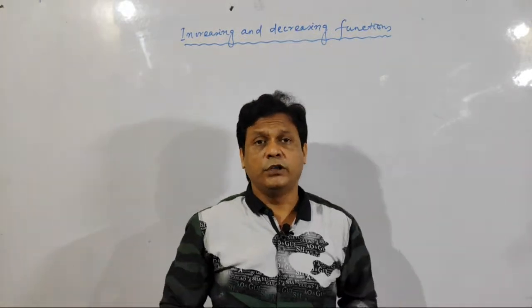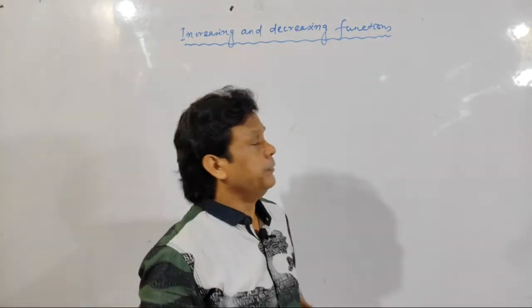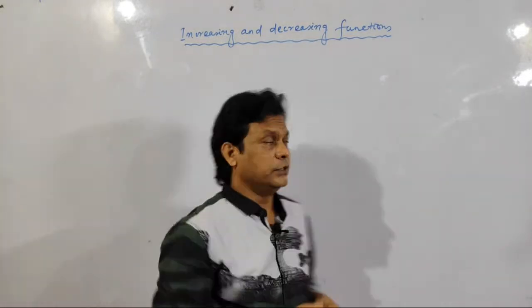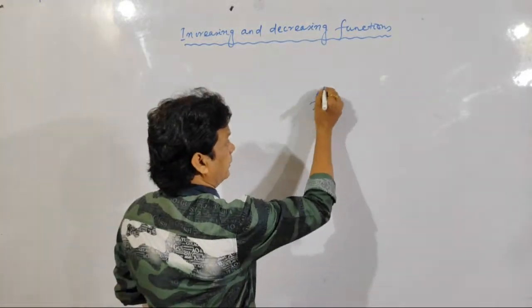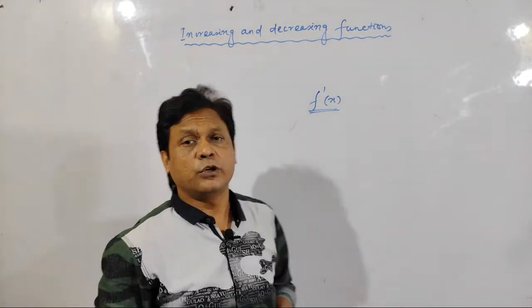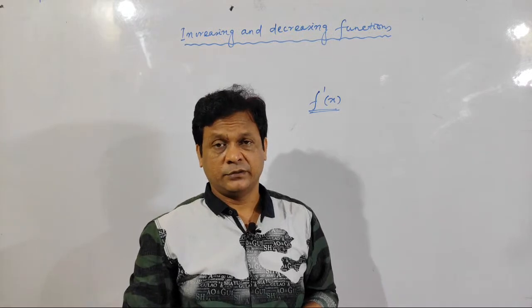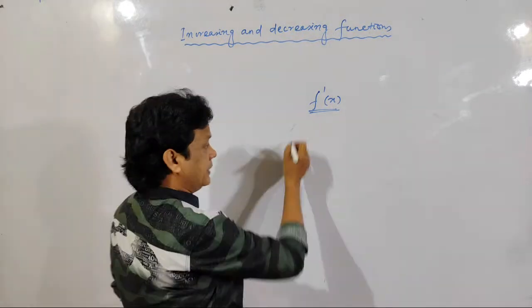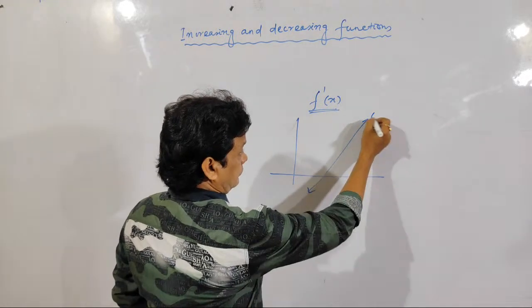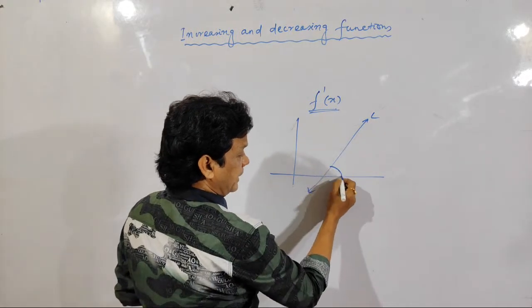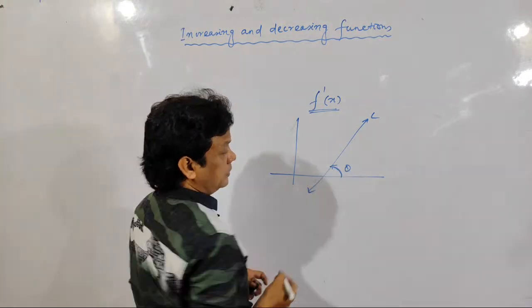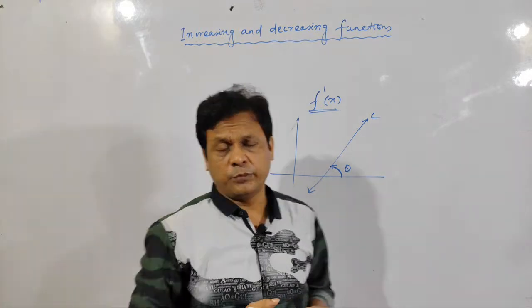Now I have told you the meaning of derivative. What is the geometrical interpretation of derivative? That means what is the geometrical meaning of f dash x? It is the slope of the tangent. See here, this is a line L. If this line makes an angle theta measured in anticlockwise direction, one very important thing.